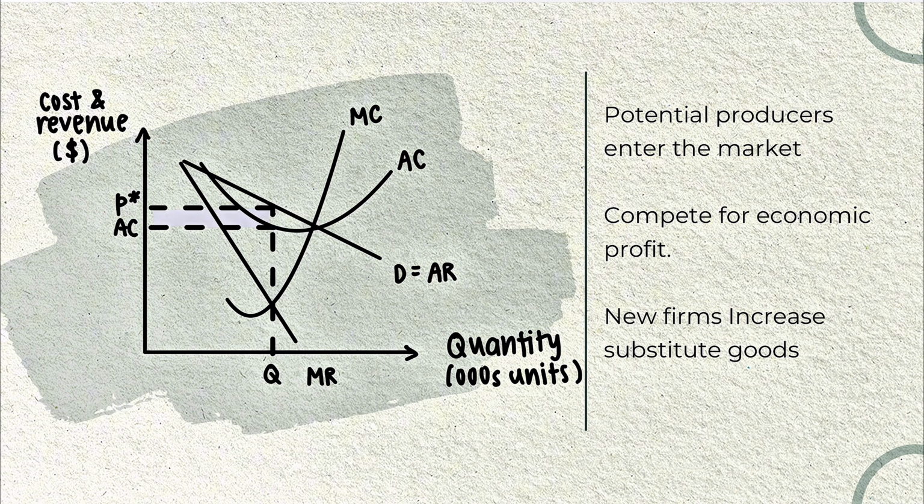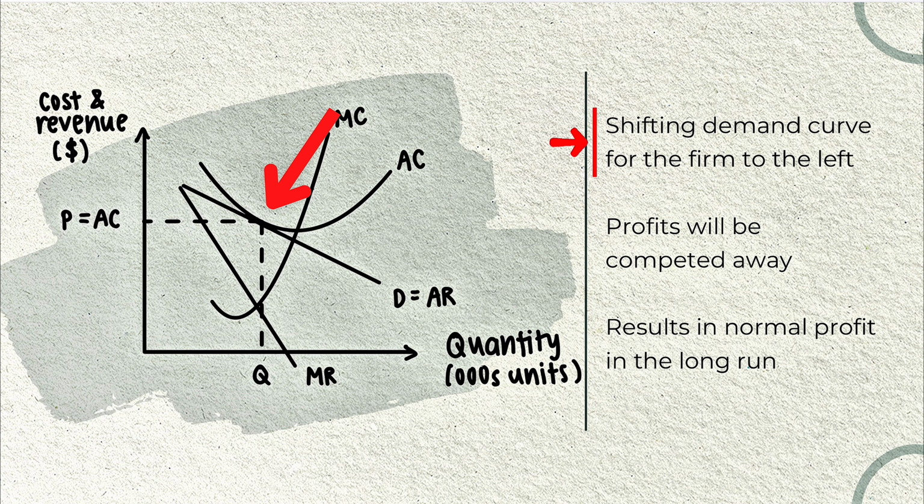As the firm is making a profit, this is very attractive for competitors to come in and compete, so potential producers will enter the market. They then compete for this economic profit, and new firms will increase the substitute goods. As there are more firms in the market, there will be more substitute goods for the consumers to consume. As a result, this will shift the demand curve to the left. Over time, the profits will be competed away, which will result in normal profits in the long run.